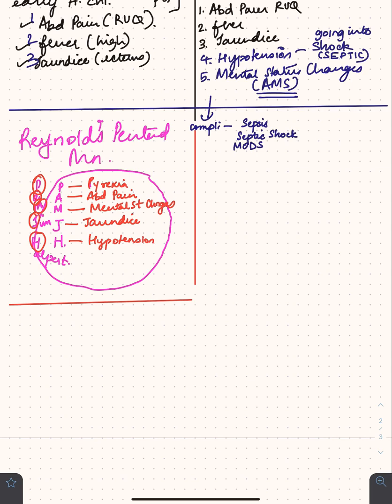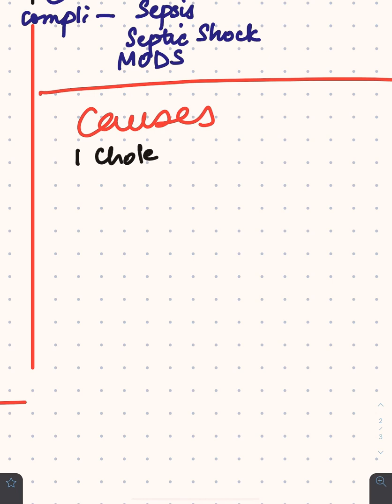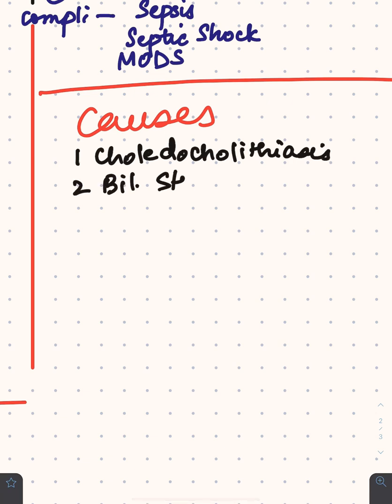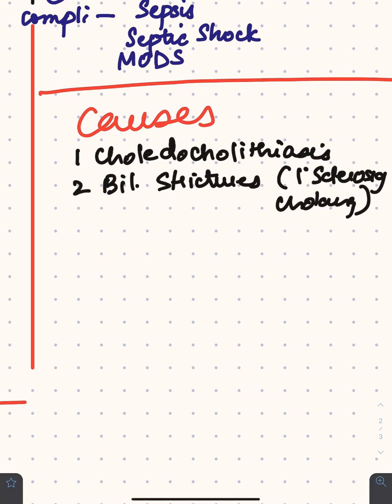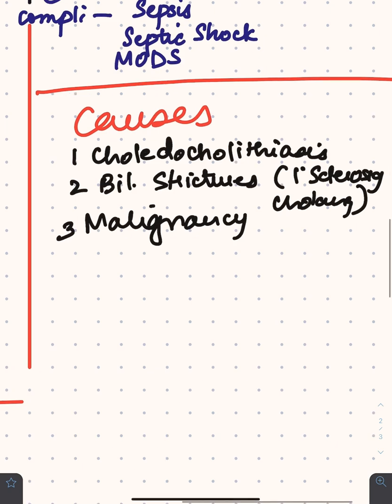The second thing that comes into mind is, what are the causes? As we learned, the first is cholangitis, then biliary strictures, which are due to primary sclerosing cholangitis, for example. The third is malignancy. You can have cancer, gallbladder cancer, which spreads up to there, or you can have pancreatic cancer. Malignancy leading to obstruction.